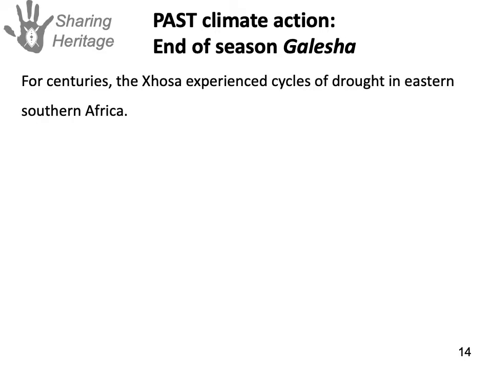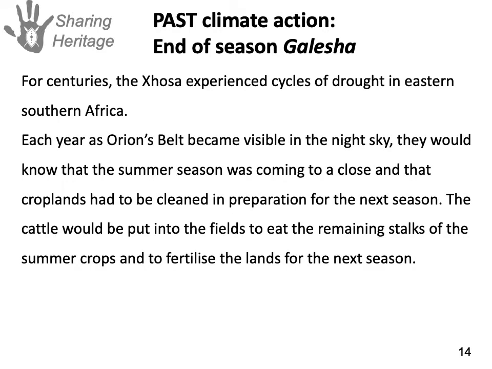For centuries, the Xhosa experienced cycles of drought in the eastern southern Africa. Each year, as Orion's belt became visible in the night sky, they would know that the summer season was coming to a close and that croplands had to be cleaned in preparation for the next season. The cattle would be put into the fields to eat the remaining stalks of the summer crops and to fertilize the land for the next season.